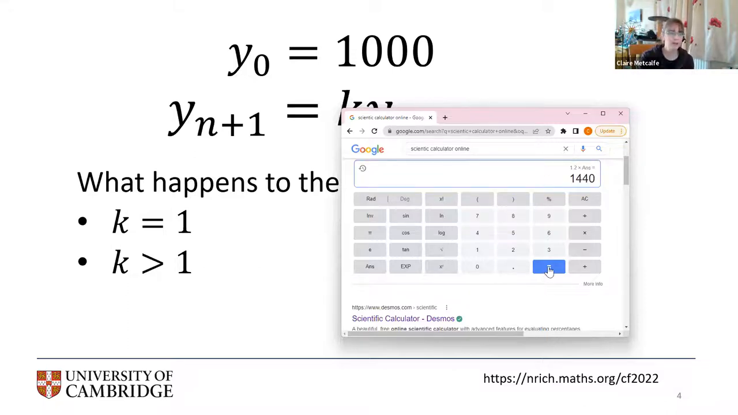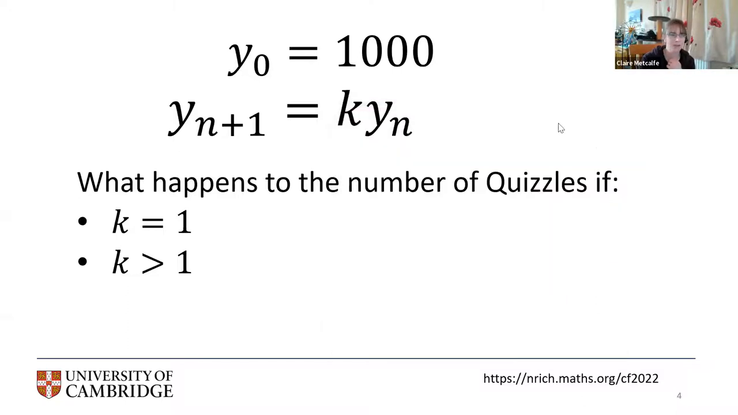If I do it again, I'll get 1440. And if I keep going, we'll have to ignore the fact that we've got fractional Quizzles, which isn't very satisfactory. But you can see the number of Quizzles is going up. And this is true even if k is really, really close to 1. So if I start with 1,000, and I do 1.001 multiplied by answer, I'm going to do lots and lots of these. It sort of starts off quite slowly, but it is still going up. It still increases.